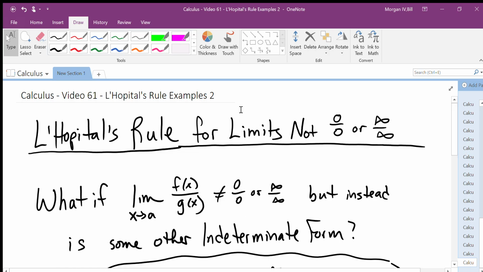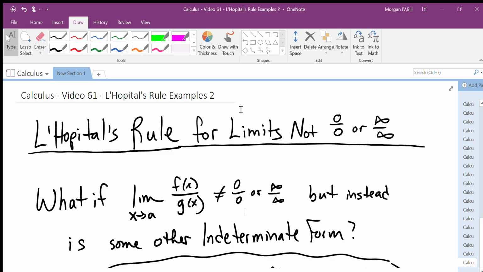As x approaches a, which may be 0 or infinity or some other number, right? The limit as x approaches a of my function does not equal 0 over 0 or infinity over infinity. But it's instead some other indeterminate form. And you might be asking, okay, well, what other indeterminate forms are there?